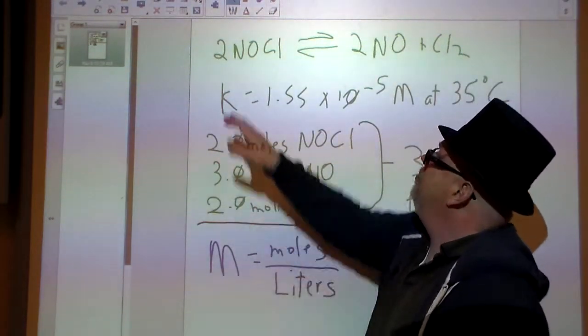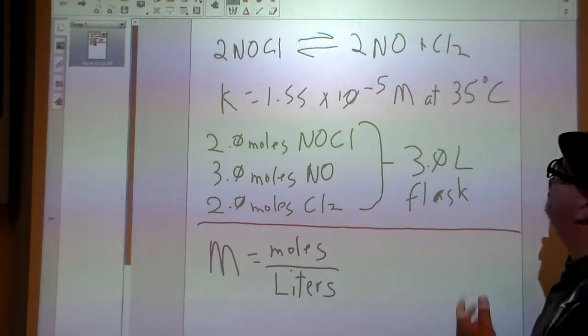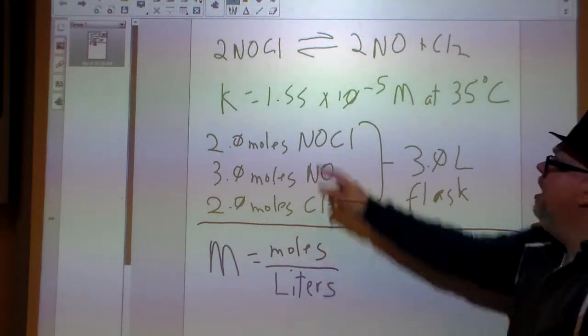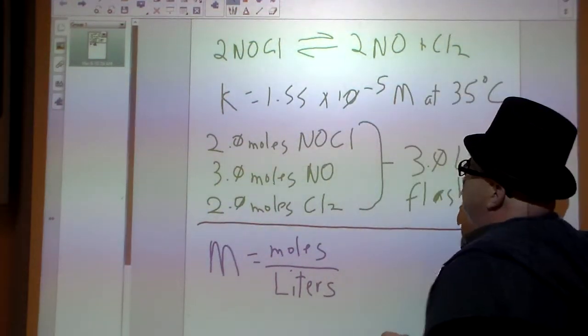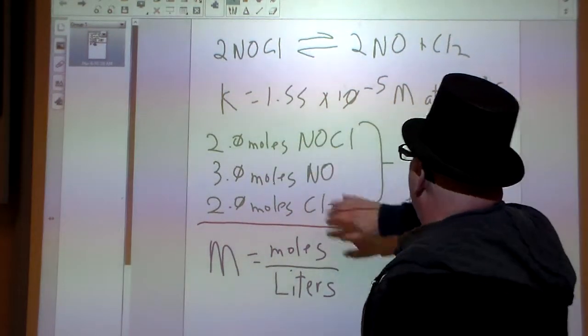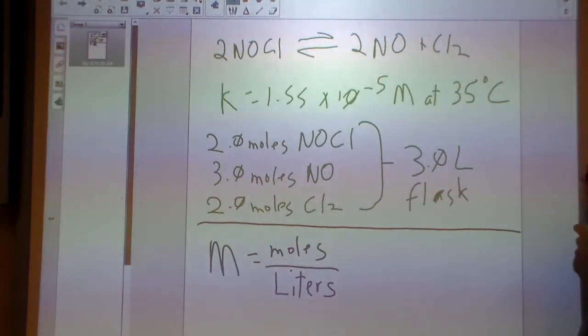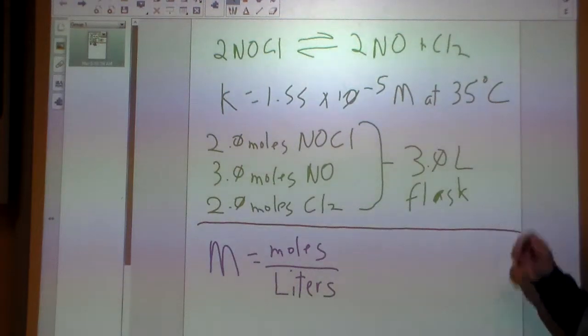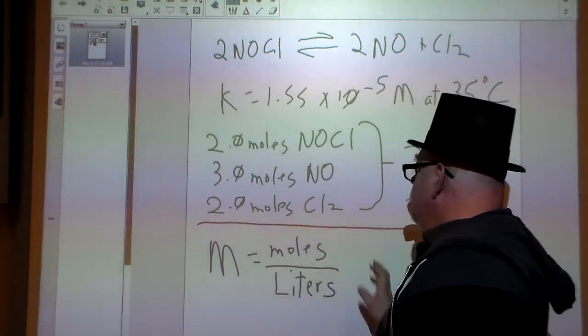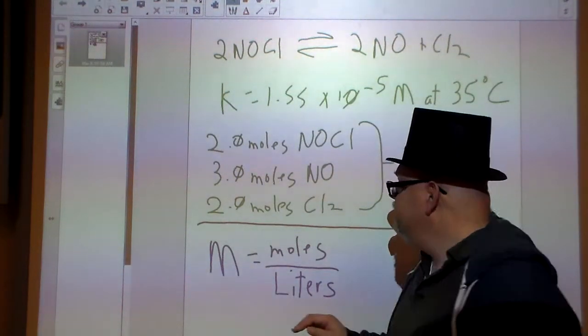Okay, so here we have a problem. We have 2 NOCl gives us 2 NO plus Cl2. Here is our constant K right here. And then we have our moles of NOCl, NO, and Cl2 in a 3-liter flask. So here we look at molarity.